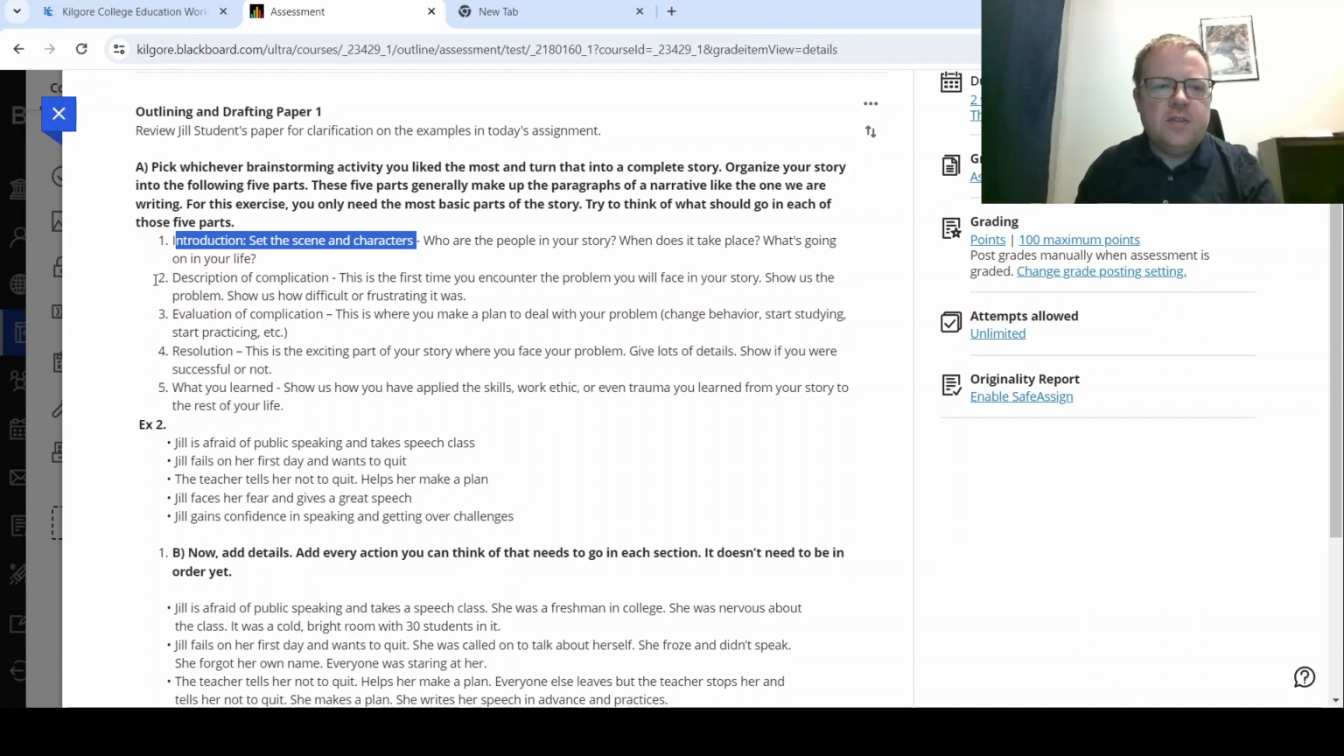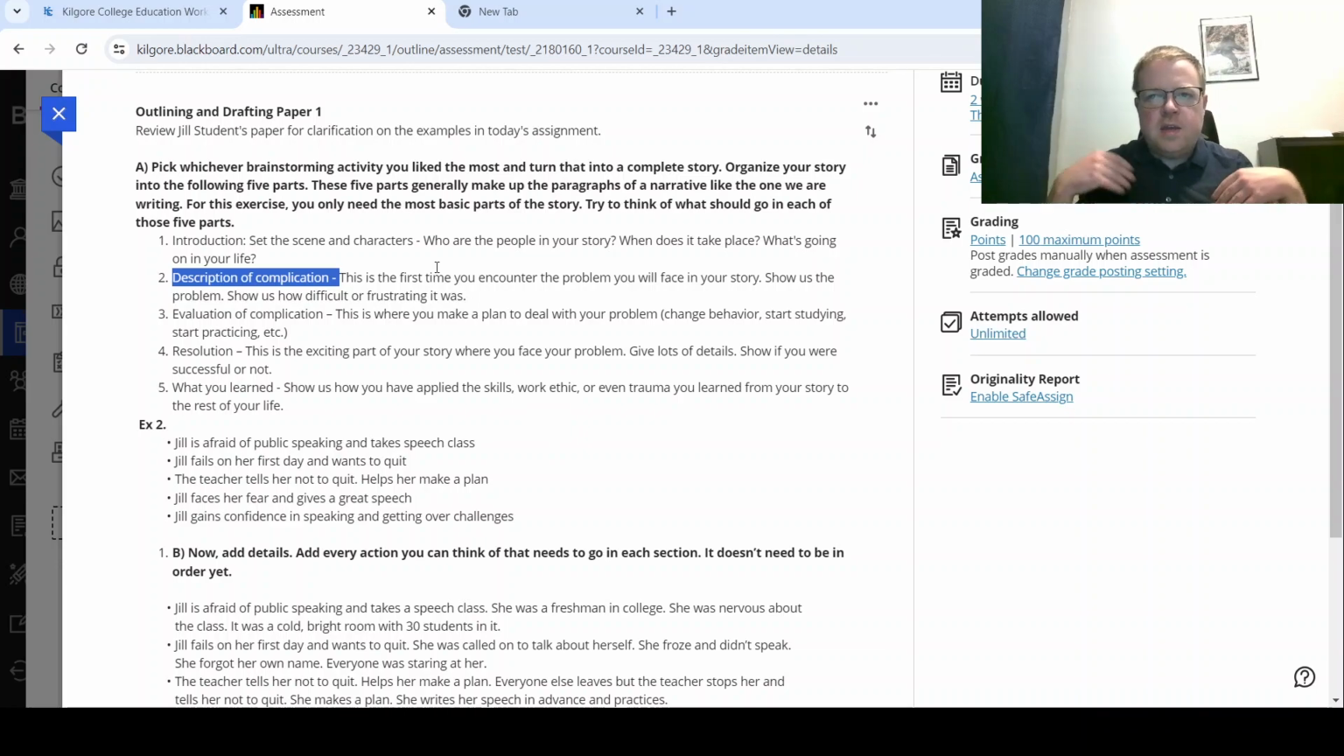Then you'll have a description of the complication. This is where you first face your problem that you're going to have, and usually it's where you struggle quite a lot. So in one of the examples that you'll see, one of our people that was having their problem was talking about how they never really liked reading, and how they had struggled with it a lot growing up, and they thought that people that read were nerds, right? So that was his description of the complication.